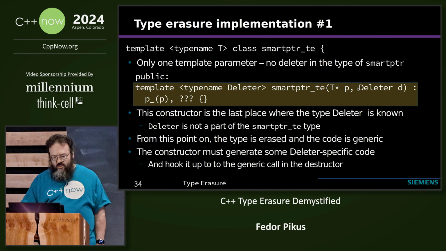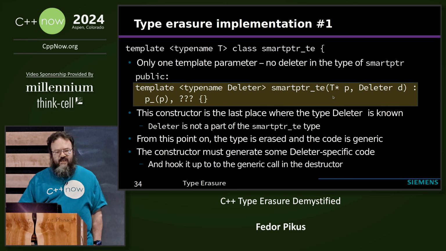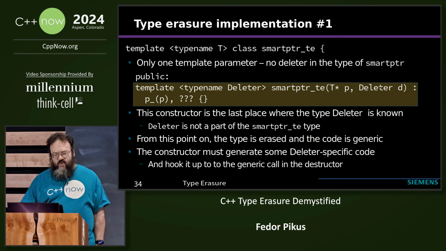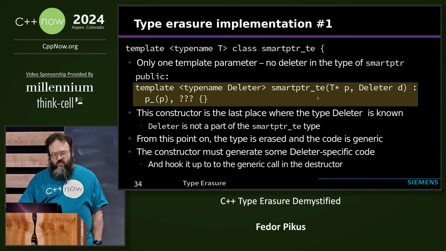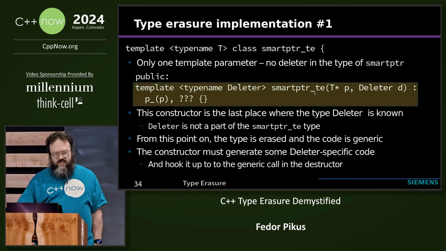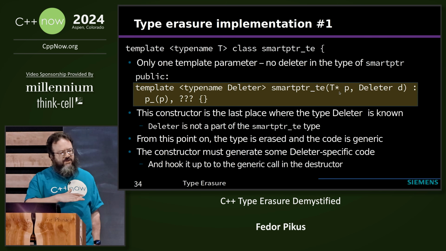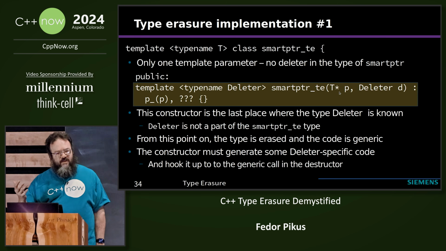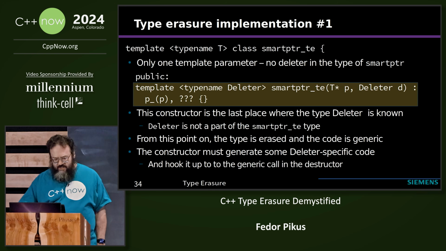The last place where you know what the deleter is, is the constructor. So this is where you have to do something. This is your last opportunity to perform an action that explicitly depends on the deleter type. We already know that the deleter type in type erasure is hidden somewhere in the code. So at this moment, when you're doing the constructor, you have to generate some code that has a type-agnostic interface, but a type-dependent implementation. So let's see how we're going to do that.